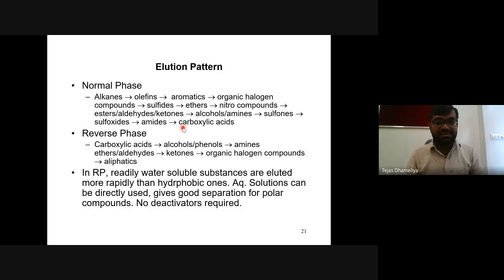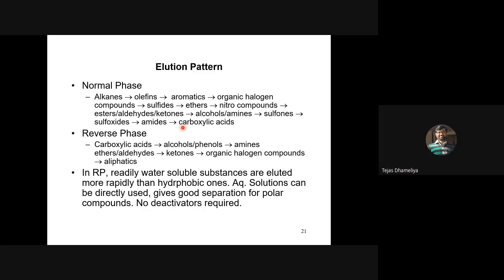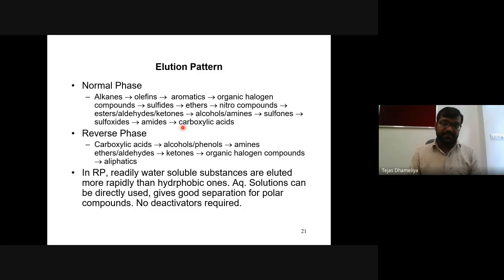Then it comes to carboxylic acid. So carboxylic acid is polar in nature. So that is going to interact with the stationary phase and that will be eluted later, or it will be retained in the column chromatography technique.